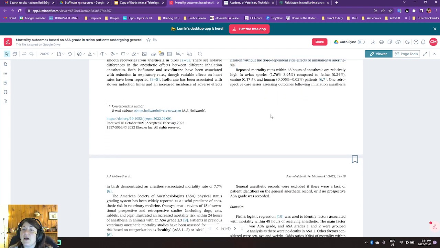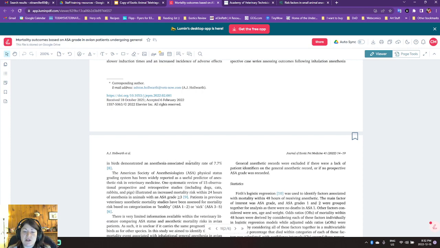So reported mortality rates within 48 hours of anesthesia are relatively high in avian species. What this is saying is that patients who pass away within 48 hours of an anesthetic event are kind of high in birds compared to dogs and cats. So 1.76%, just under 2% to 4%, compared to cats, which is less than 0.5%, and dogs less than 0.2%, and then humans. So a retrospective case series.